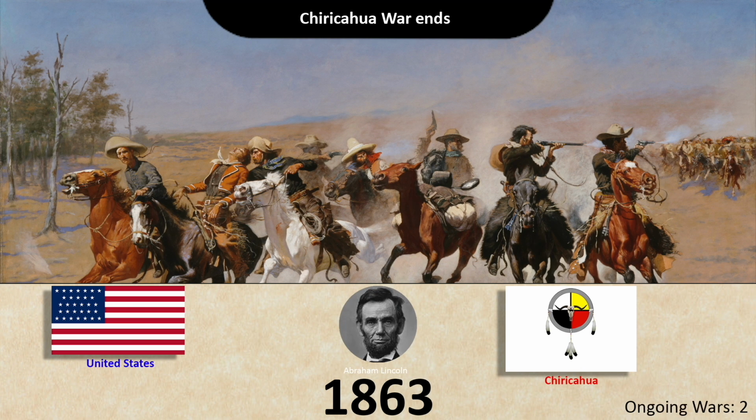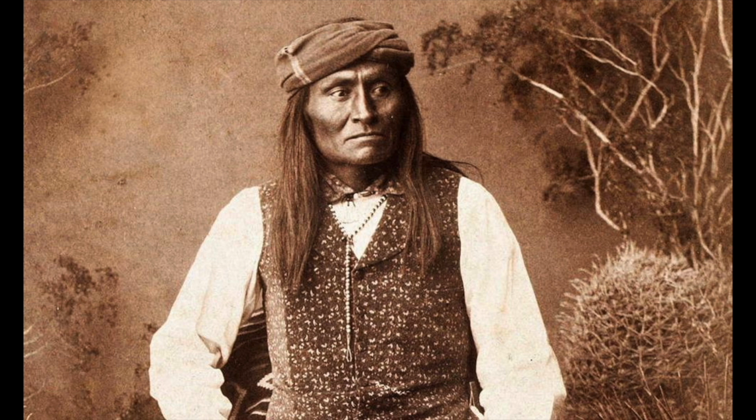Now the next year, in 1863, the Chiricahua War would end. And do y'all remember, I can't remember the last time I mentioned it, it was probably a little while ago, but it was Mangus Coloradus, the man who was tied to a tree and jumped.